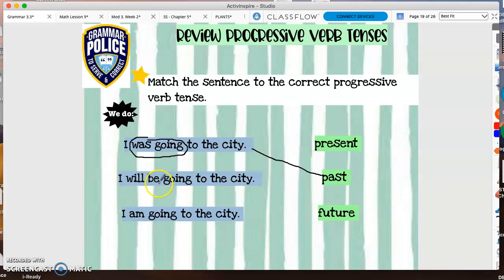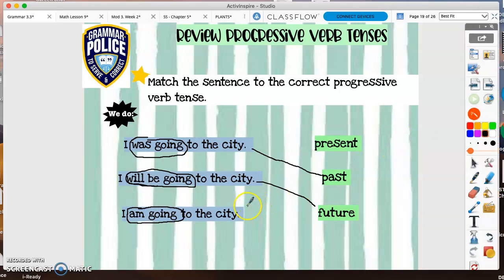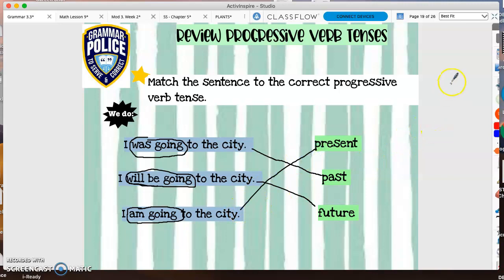The next one is I will be going to the city. Well, I know that this will be shows me that it hasn't happened yet. So that's going to be the future progressive verb tense. I will be going. The last example is I am going to the city. Well, I know that am is a present tense form of be. So am going to the city would be the present progressive verb tense. So I'm going to draw a line here showing that it's present.